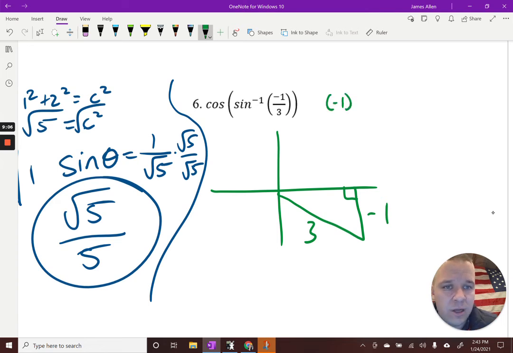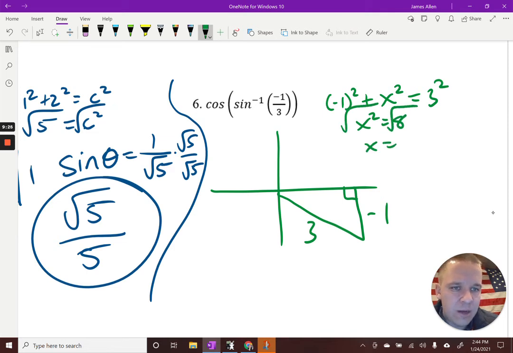So -1 squared plus, I'm going to call it x squared, because this right here is my x value. It's on my x-axis. So I'm going to go with x. Equals 3 squared. And then I'm going to have x squared is equal to, well, 9 minus 1 is 8. So x, once I take the square root on both sides, I'm going to get 2 root 2. So that's 2 root 2 for that side. Okay, and this is my angle theta. Now, what's the cosine of theta?